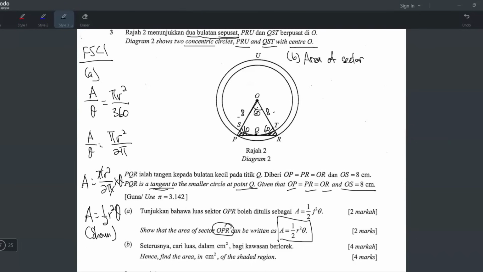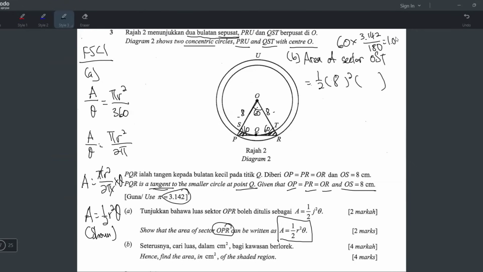And which sector? OST. So the formula is 1 over 2 r squared theta, right? The r will be 8 lah. Yeah, that's the radius of the small sector. And then the theta will be 60, but the 60 has to be converted to radian. So 60 times 3.142 over 180. Yeah, they say pi use 3.142.